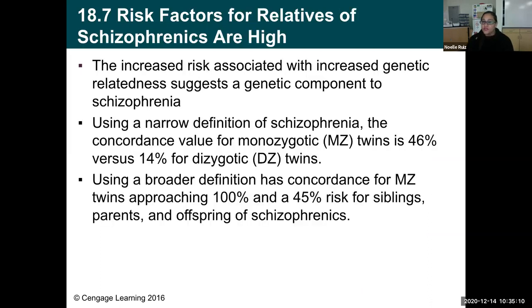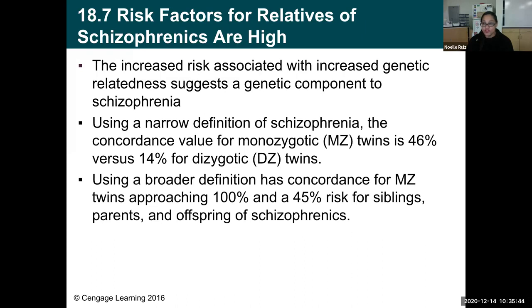The increased risk associated with increased genetic relatedness suggests a genetic component to schizophrenia. So the more related people are, the more likely they are to develop the disorder. Using a narrow definition of schizophrenia, the concordance value for monozygotic twins is 46%, versus dizygotic twins, it's 14%. Remember, monozygotic are identical twins. Dizygotic are fraternal twins.